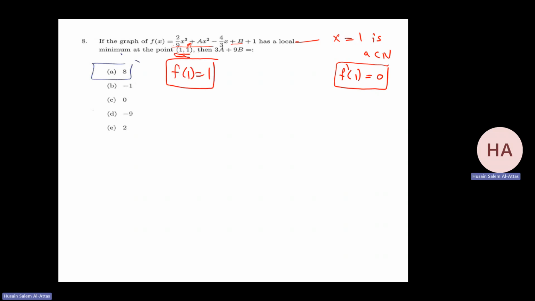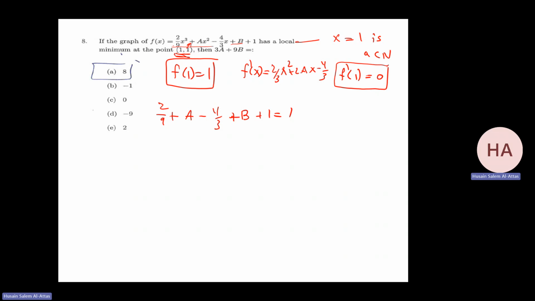So now I have two equations, two unknowns, just plug the numbers. First, let me find f prime. What will be f prime? A fraction. I have 2 over 3 x squared plus 2ax minus 4 over 3. This is 6 over 9, which is 2 over 3 x squared plus 2ax minus 4 over 3. Now, f of 1 equal 1, that means 2 over 9 plus a minus 4 over 3 plus b plus 1. This is equal to 1.